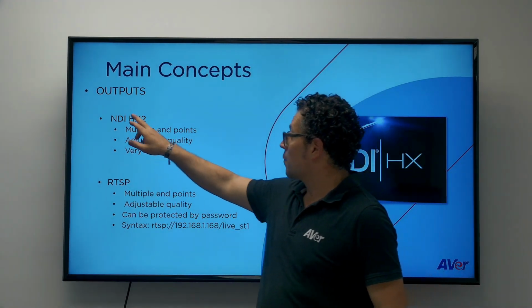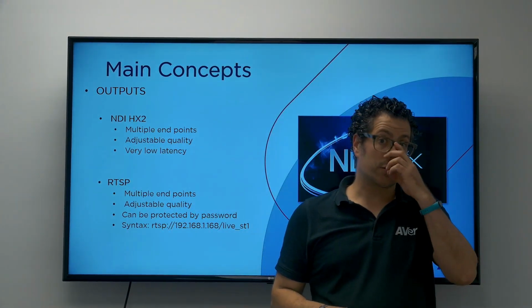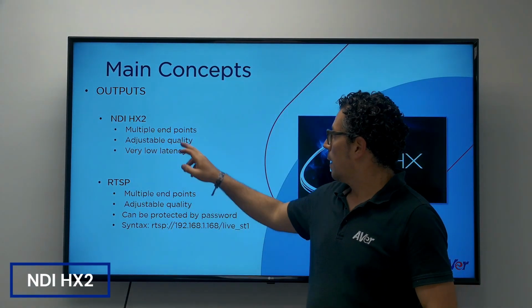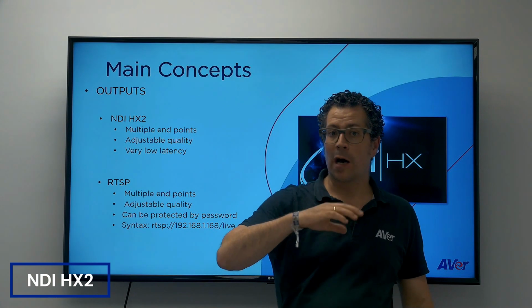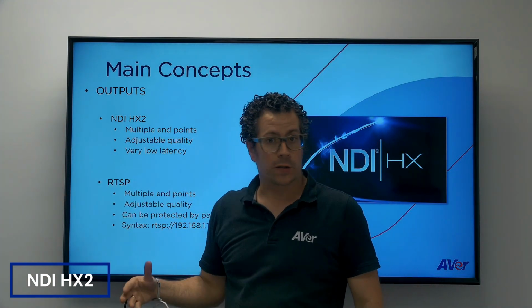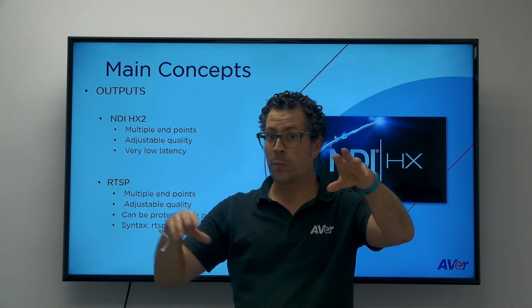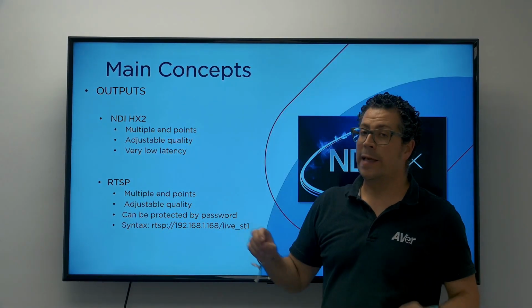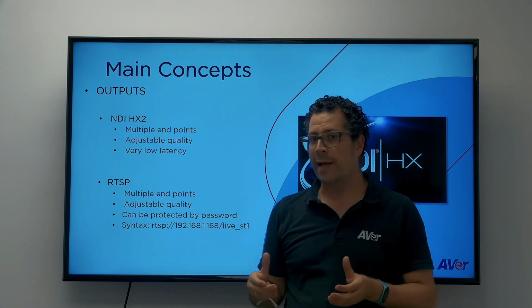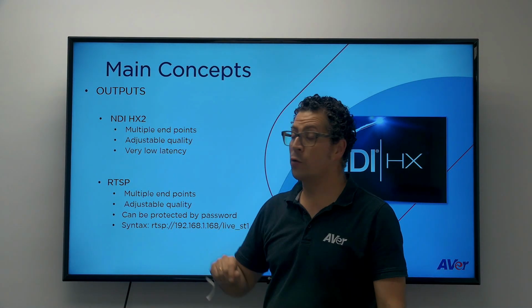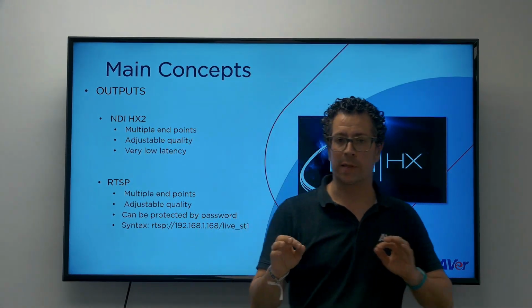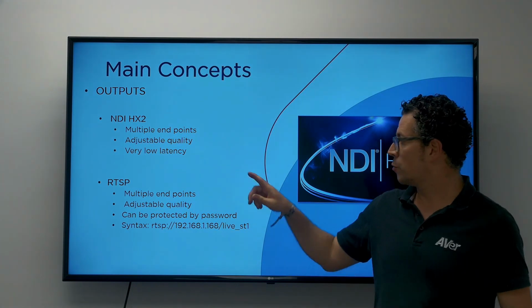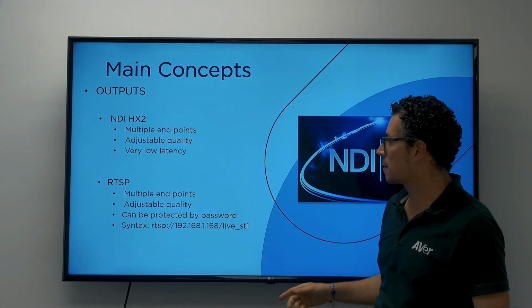The other output, and this is very interesting, is the NDI HX2. In this case, you can have the output in multiple endpoints because with NDI, you can have different computers receiving the video from the tracking box. The latency is very low because it's NDI HX2. And you can adjust the quality. You can play with the bandwidth, with the quality, with the frames. You can go to the setup and adjust.